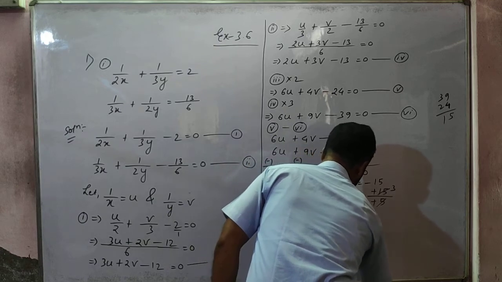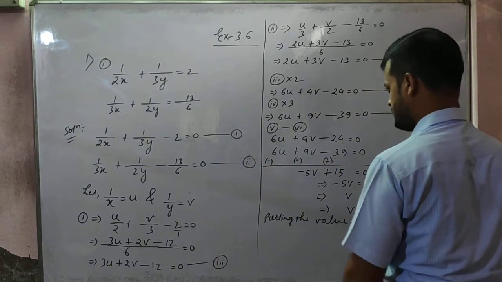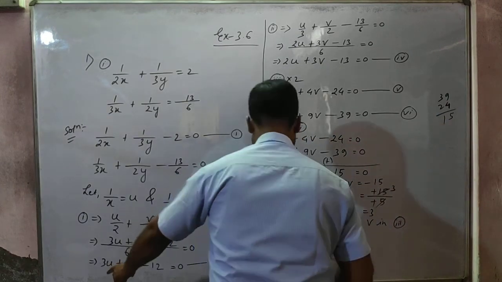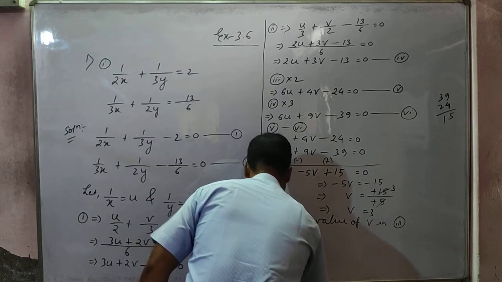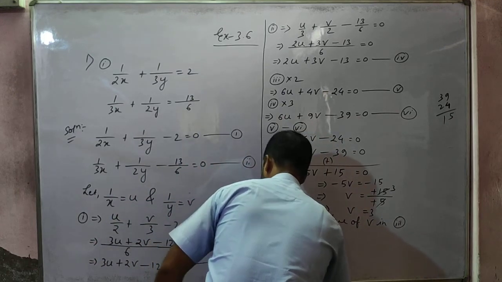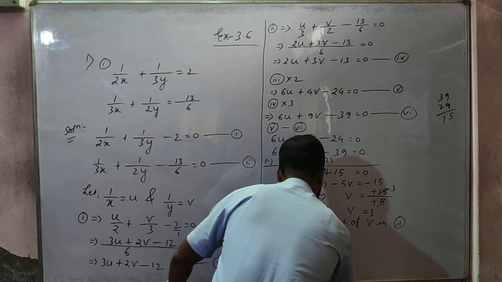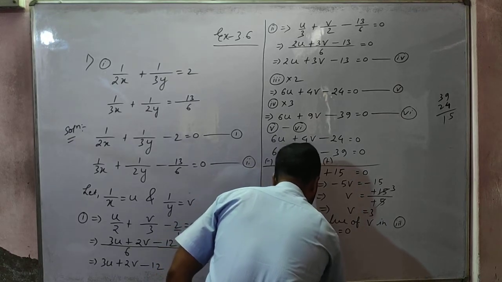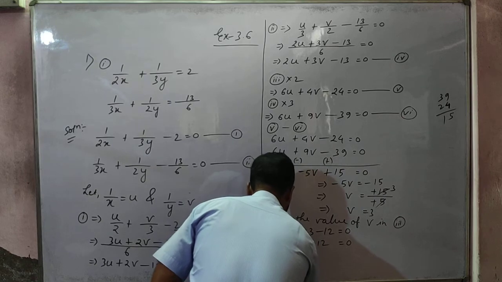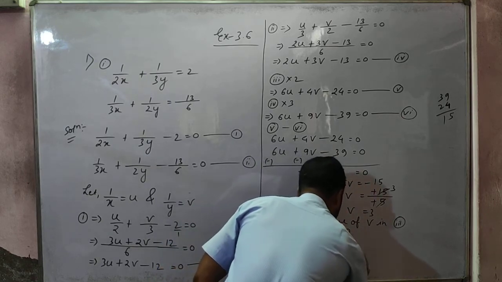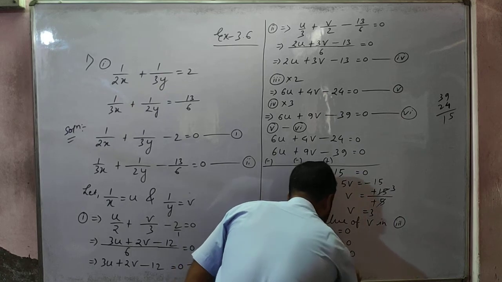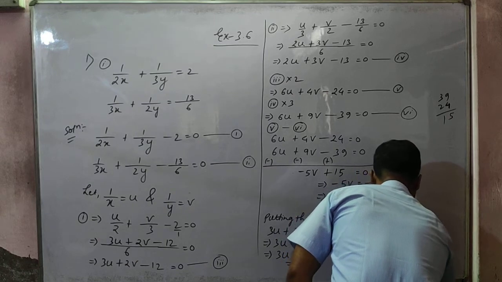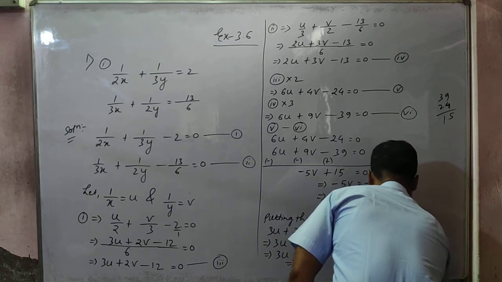Now putting the value of v in 3. Okay, putting the value of v in 3. So 3u, v is 3, no? 3u, 3u, 6 by 3.